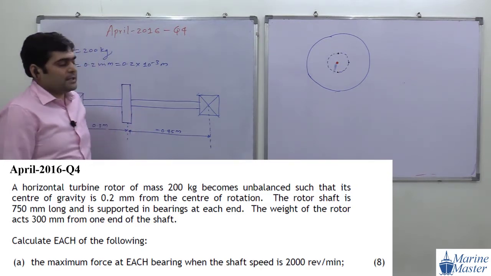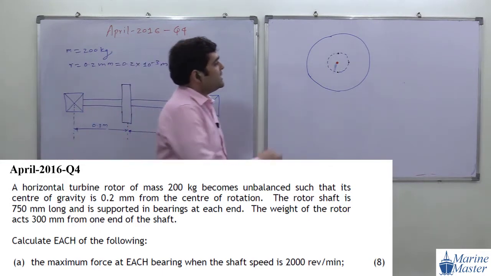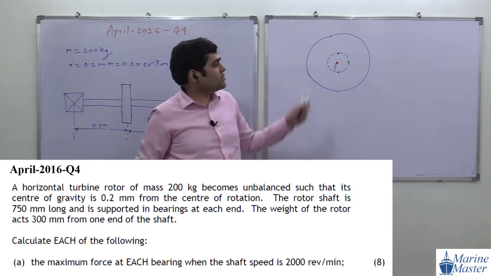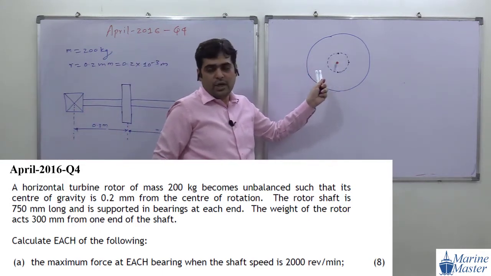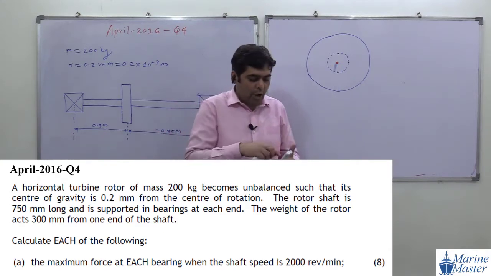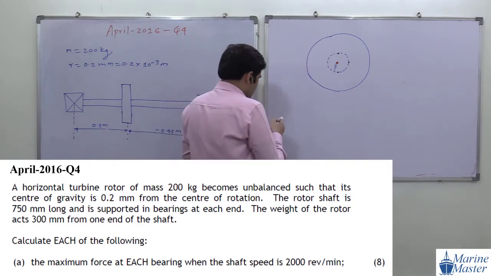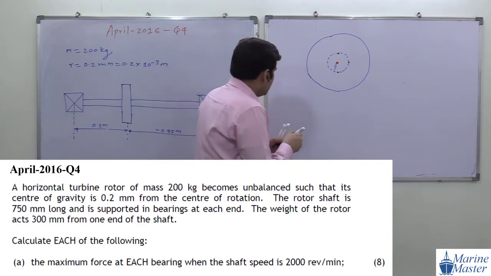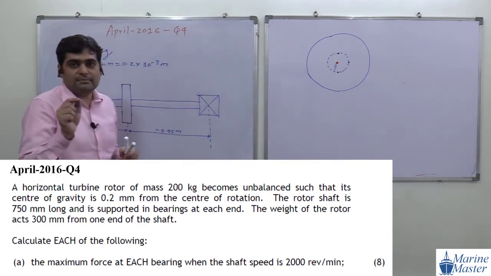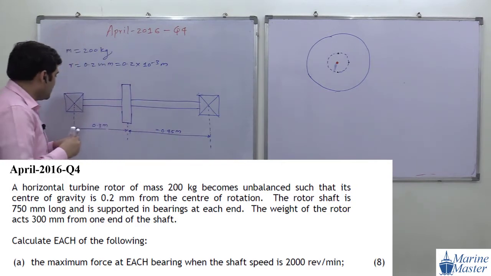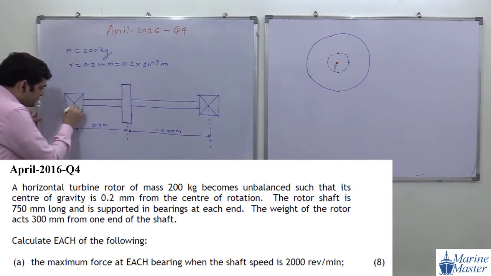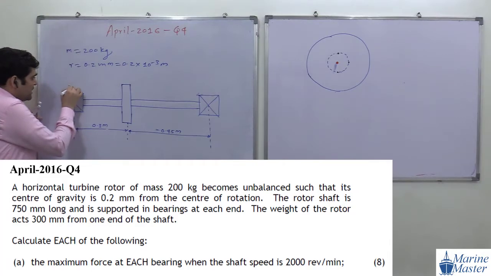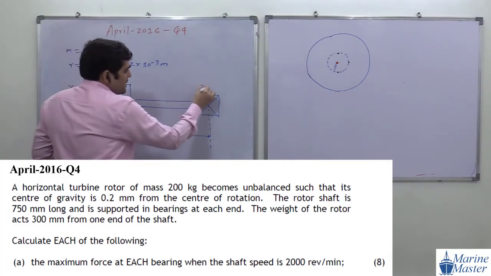Now see, this rotor is rotating with some angular velocity. How much speed have they given us? In part A, they are asking us the maximum force at each bearing. What does it mean? Suppose this is bearing X, and this is bearing Y.